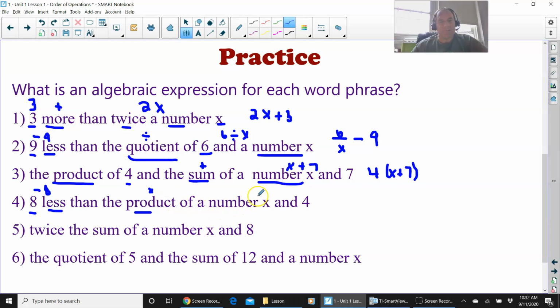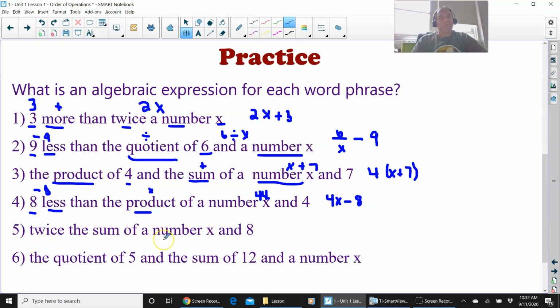See, the product of a number x and 4. When you write the product of a number x and 4, you're just basically going to put 4x. So 8 less than the product of 4x. It's not 8 minus, it's 8 less than 4x, so the 4x comes first, and then you're talking about minus 8. 8 less than the product of 4 and x.